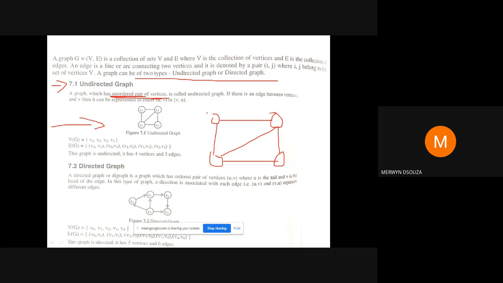If this is the vertex V0 and this is V1, this edge I can call the V0 comma V1 edge, or I could have called the same edge V1 comma V0. So this same edge could be known by both names. Therefore, I am calling it an unordered pair. Two vertices are involved in an edge, therefore it's a pair. There is no order. Please remember this.